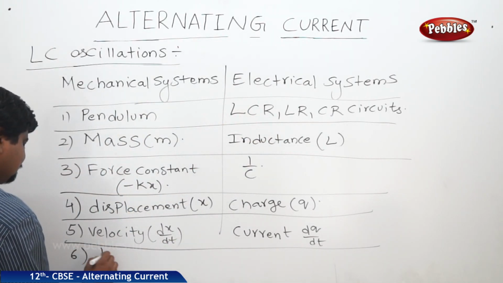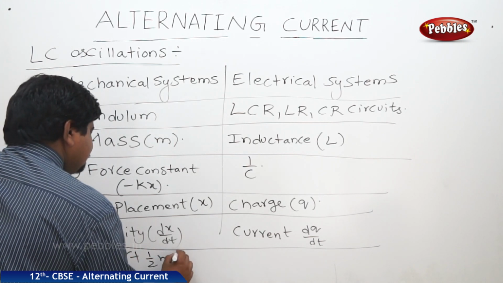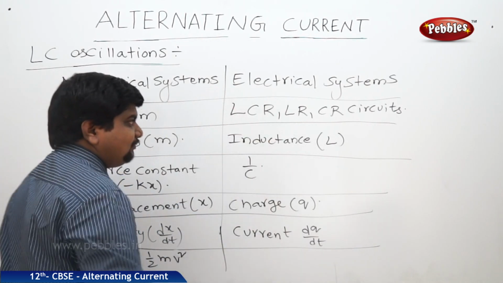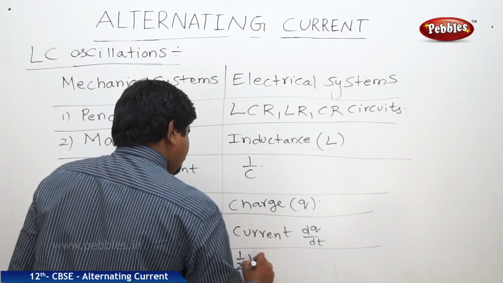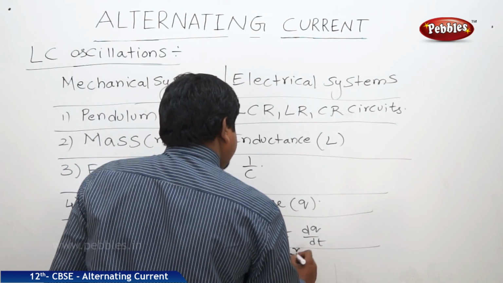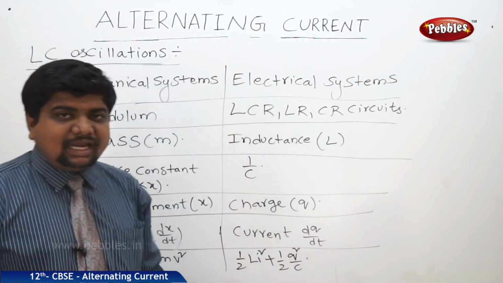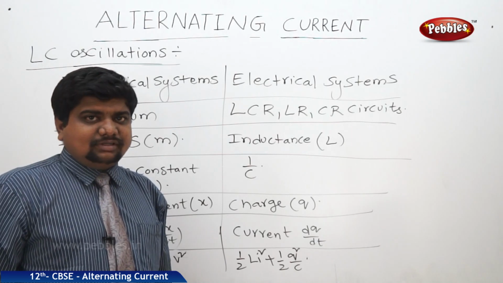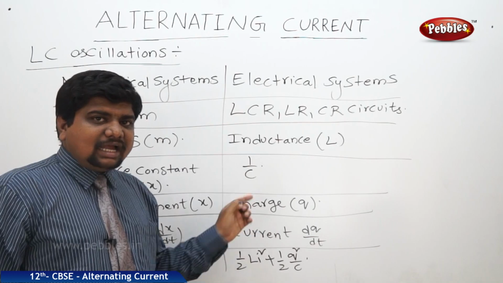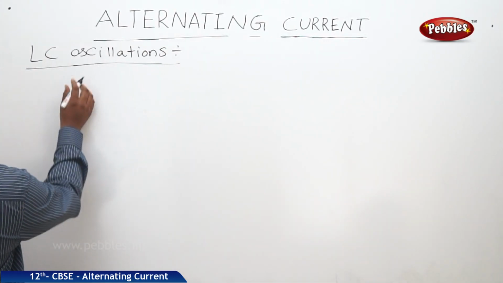Therefore, we can write half kx square plus half mv square in mechanical systems. In case of electrical systems, we can write half Li square plus half Q square by C. These are the similarities between mechanical systems and electrical systems. Now we are going to check the construction of transformers and the coils. Next we will discuss about transformers.